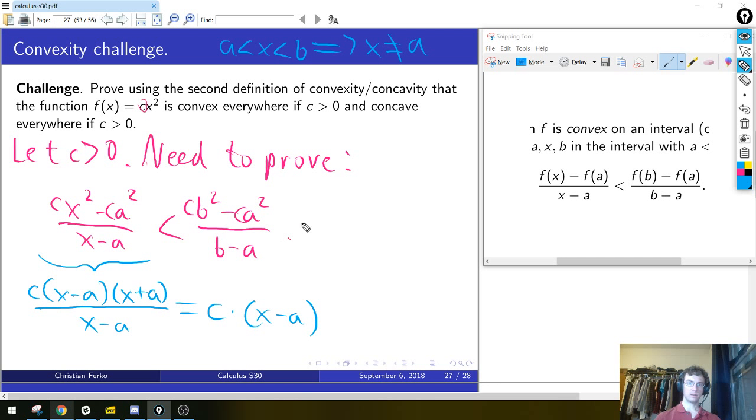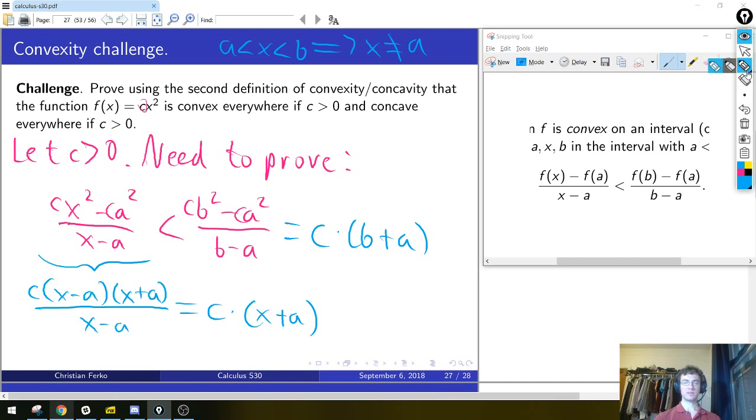So this is the same as c times x plus a. Okay, good. But if we did the same thing on the right side, the thing that we need to prove that this is less than, you would do the same thing. b squared minus a squared is the quantity b minus a times the quantity b plus a. You would cancel the b minus a's downstairs and be left with b plus a. So this side would be c times b plus a.